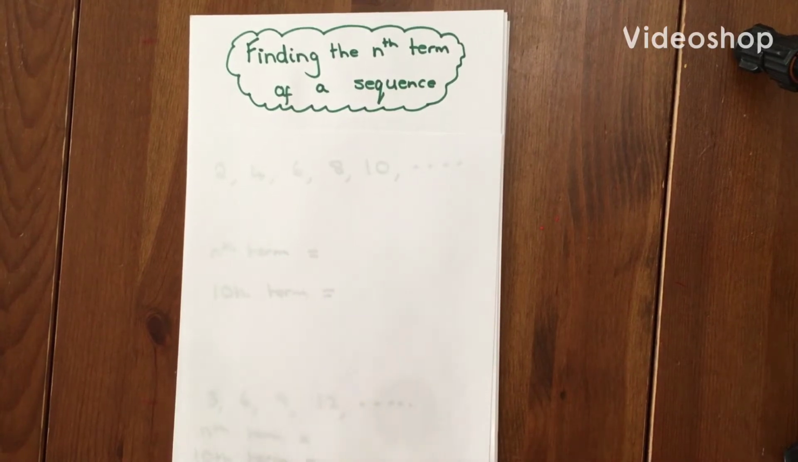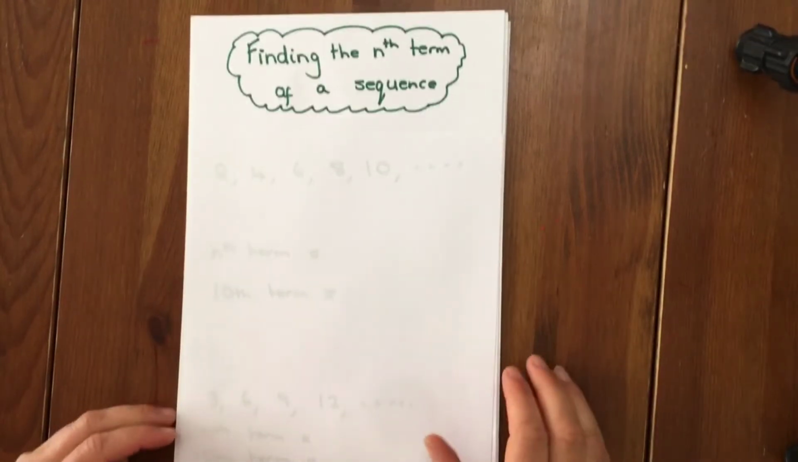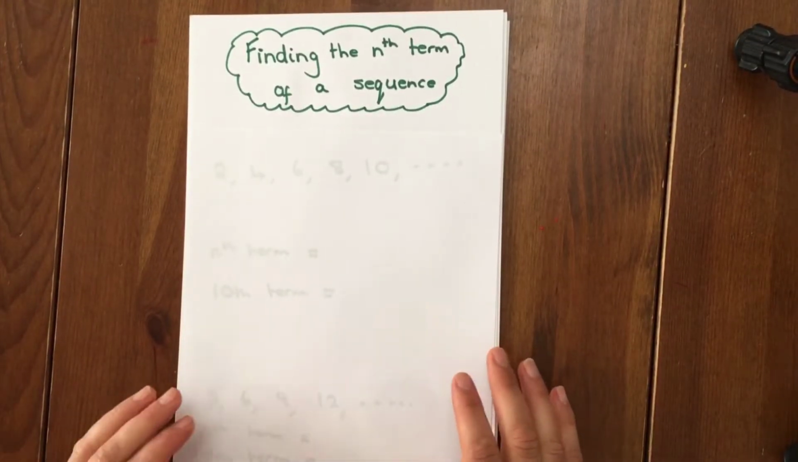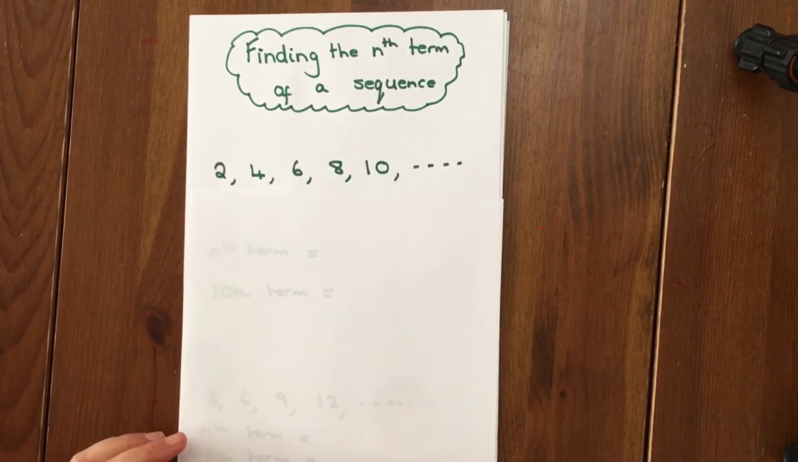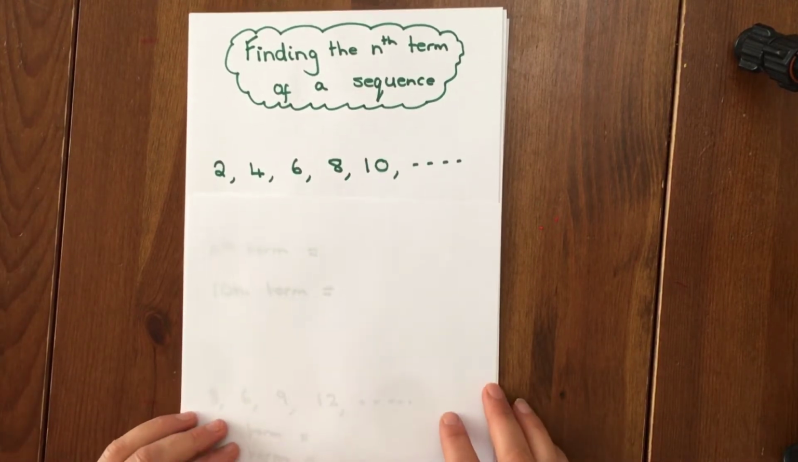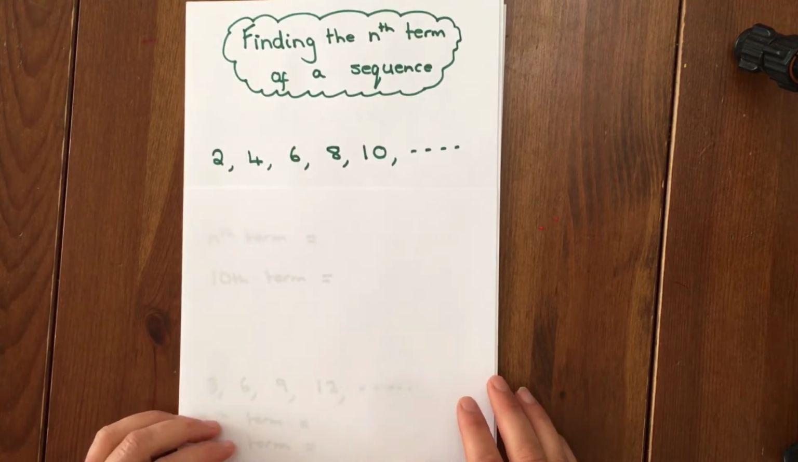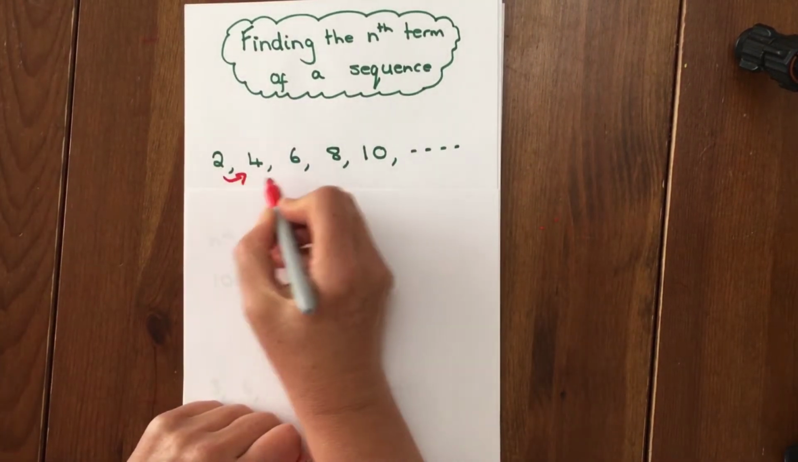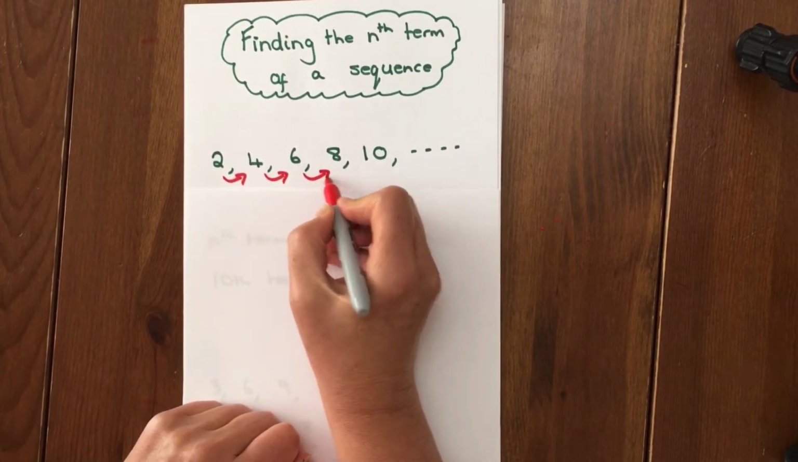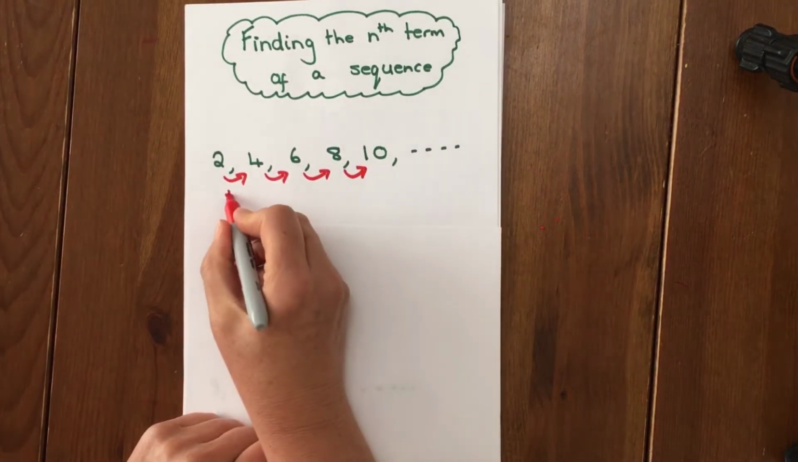Hello, and today's lesson is going to be on finding the nth term of a sequence. If we look at this sequence here, Year 8, you can see that the sequence is going up in twos. So the difference between each term is add 2. So we're adding 2 each time.